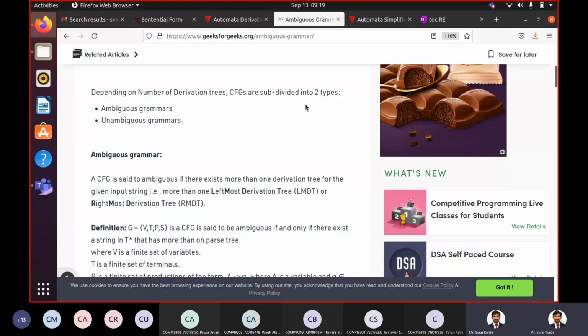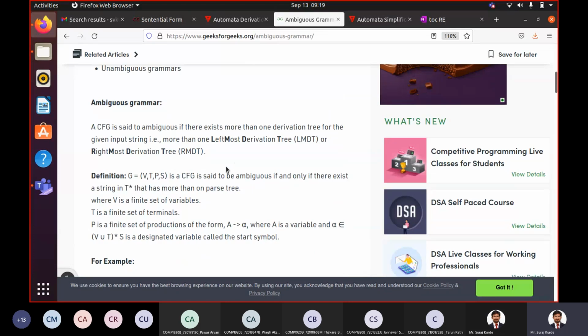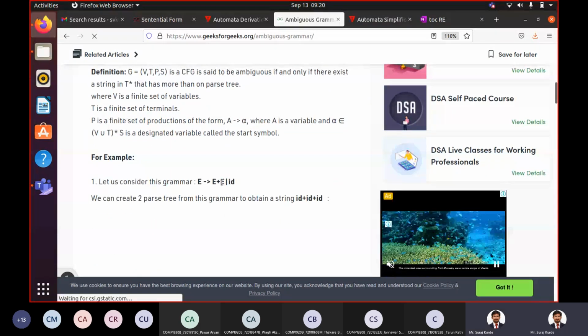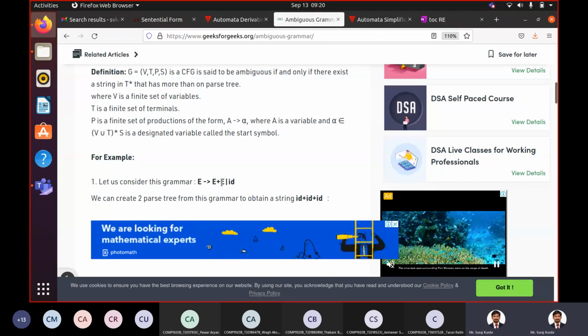Ambiguous, which we have seen examples of, where there is more than one parse tree or derivation tree, then that grammar is ambiguous. Another way is that it can have more than one leftmost derivation or more than one rightmost derivation. Then also it is called an ambiguous grammar. So this example we have already seen, what an ambiguous grammar is.